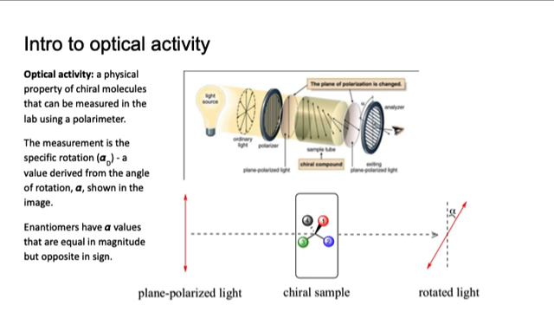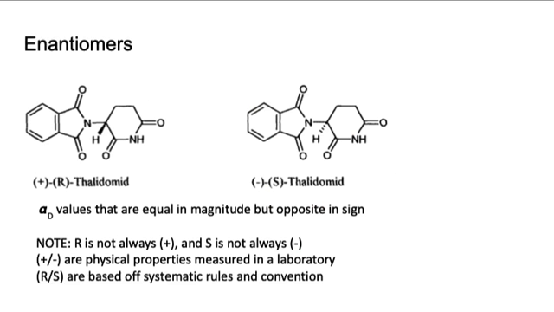The outcome is what we call a specific rotation, or an alpha sub d. It's derived from just the angle, which is shown in the image in the bottom, alpha. So enantiomers have alpha values, or alpha sub d values, that are equal in magnitude but opposite in direction, or opposite in sign. To illustrate this idea, let's go back to the two enantiomers of thalidomide.